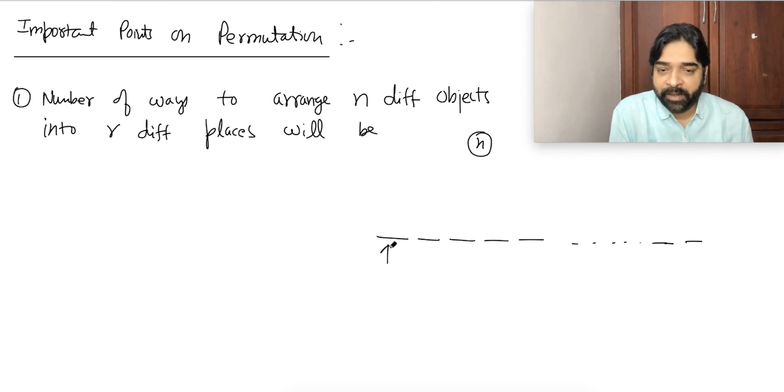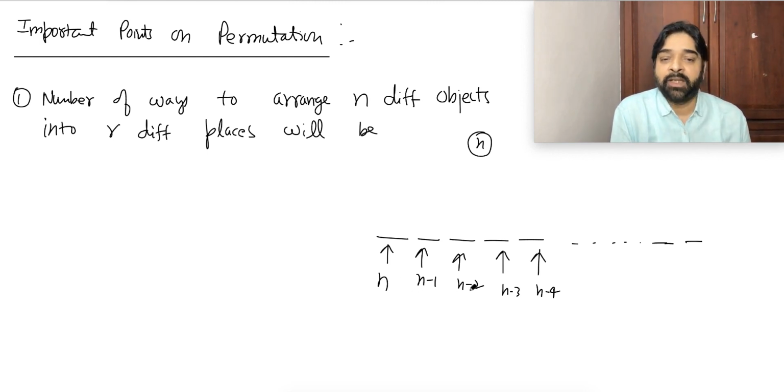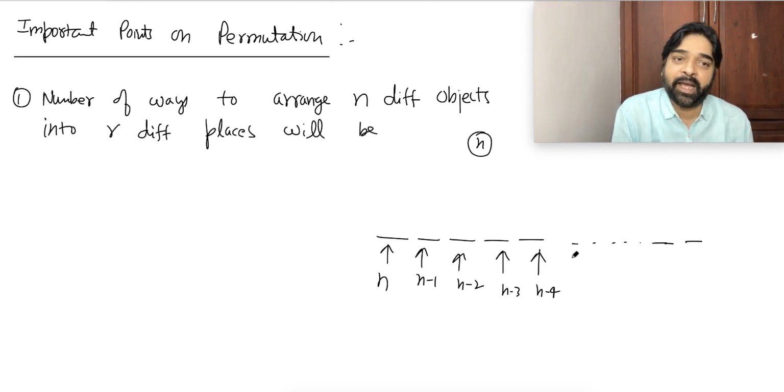The first place can be filled in n ways. The second place in n minus 1 ways. The third place in n minus 2 ways. The fourth place in n minus 3 ways. The fifth place in n minus 4 ways. If I say the 100th place, it is n minus 99, because the first is n, second n minus 1, third n minus 2, fourth n minus 3, fifth n minus 4, so the 100th will be n minus 99. This is the r minus 1th place and this is the rth place. Directly going to the last place, the rth place has n minus r plus 1 ways.